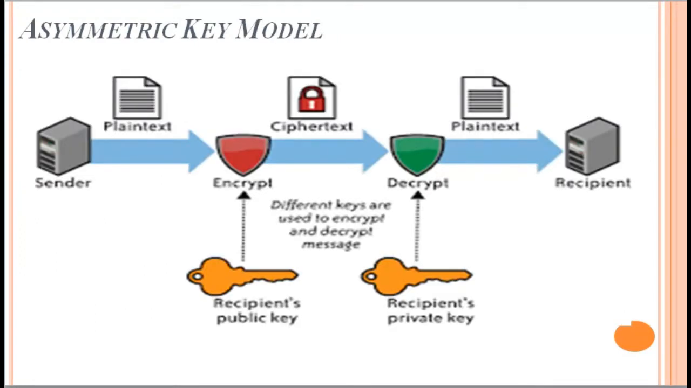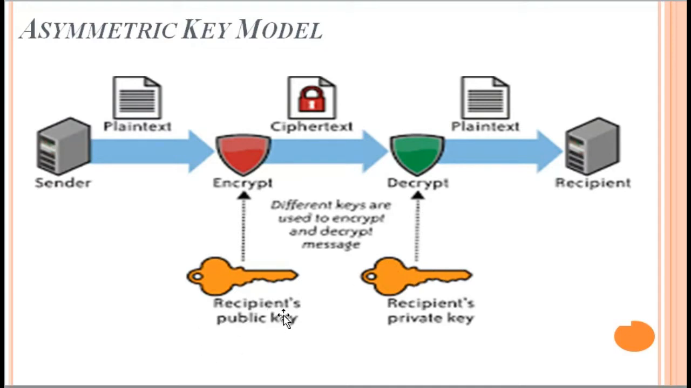Now this is the model of the asymmetric key algorithm. Here also there are 5 main components. One is plaintext, the other one is the encryption algorithm, the third one is the key, the fourth one is the ciphertext, and the fifth one is the decryption algorithm. But here keys are of two types. One is public and the other one is private.